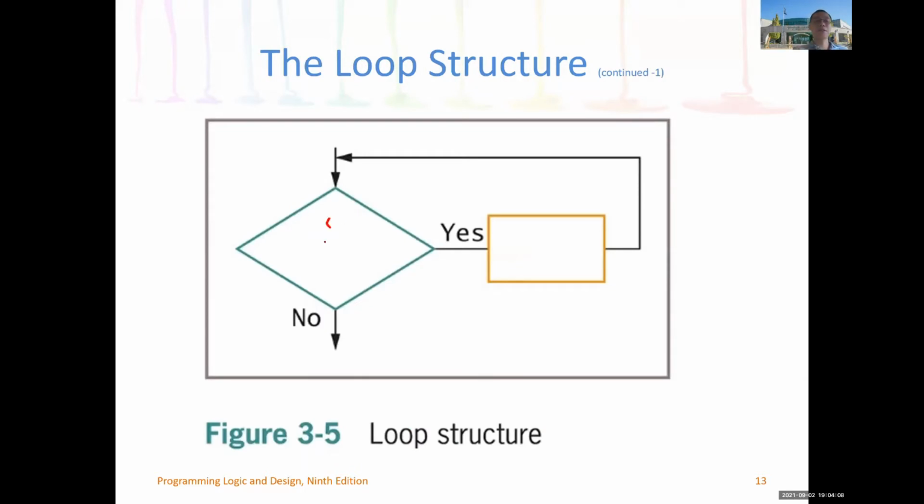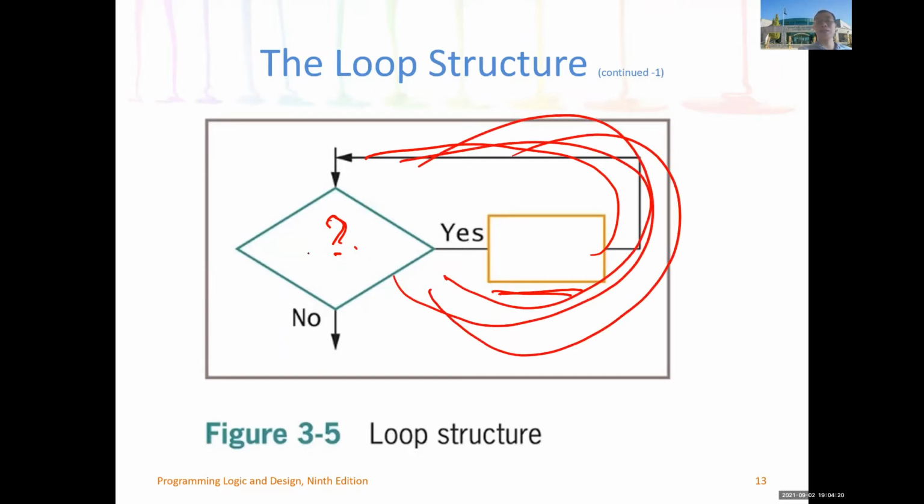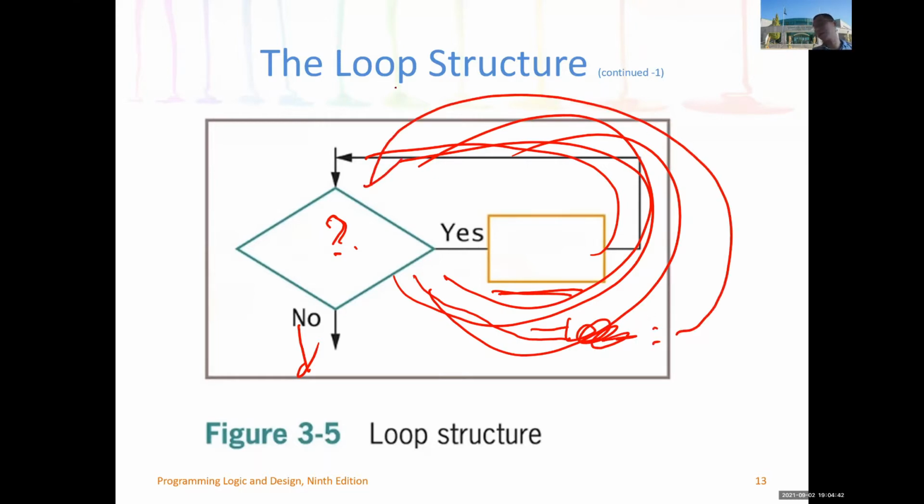So here you have the condition. If yes, do the action. Again, check the condition. If still yes, do it again, and again, until the condition is no. Then you exit. So if you look at the loop structure, you only have something to check the condition. Otherwise, you will have an endless loop. For every iteration of the loop, you only have to enter a new value to check if the condition is correct or not.